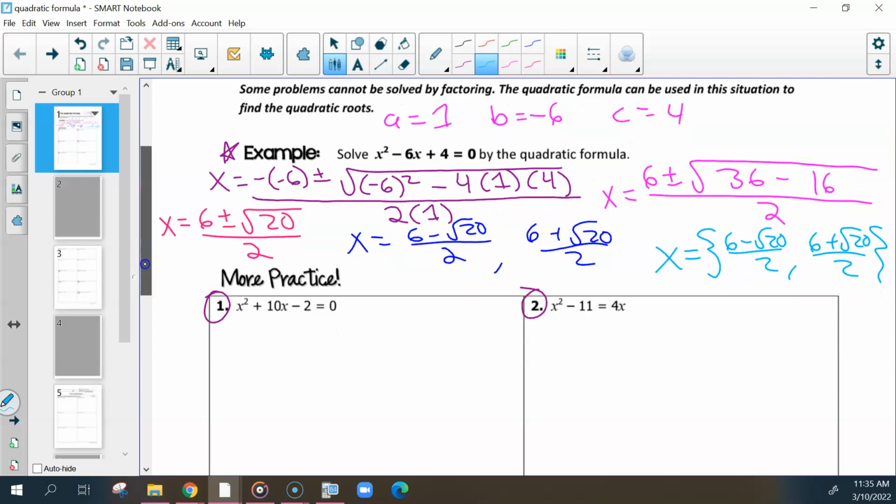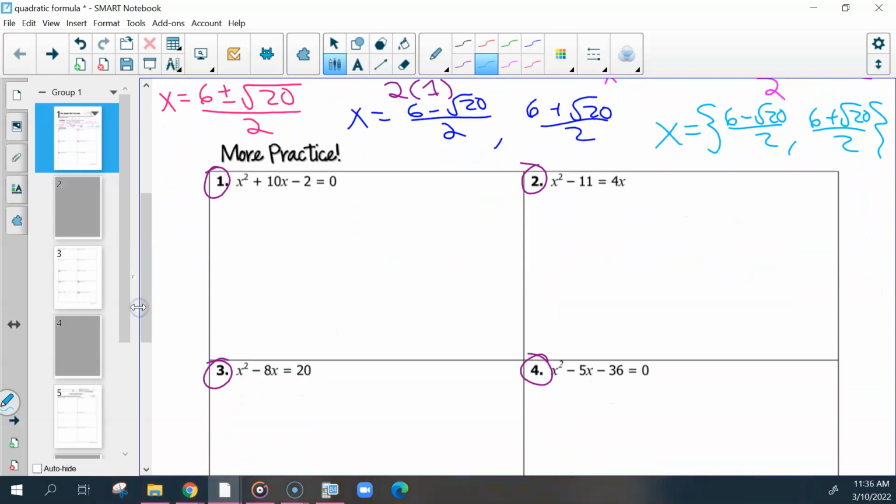Let's move on to number 1. We're going to do the same thing. So let's first list our A, B, and C values. A is 1, B is 10, and C is negative 2. Okay. Then we can take those values and start putting it into our formula.